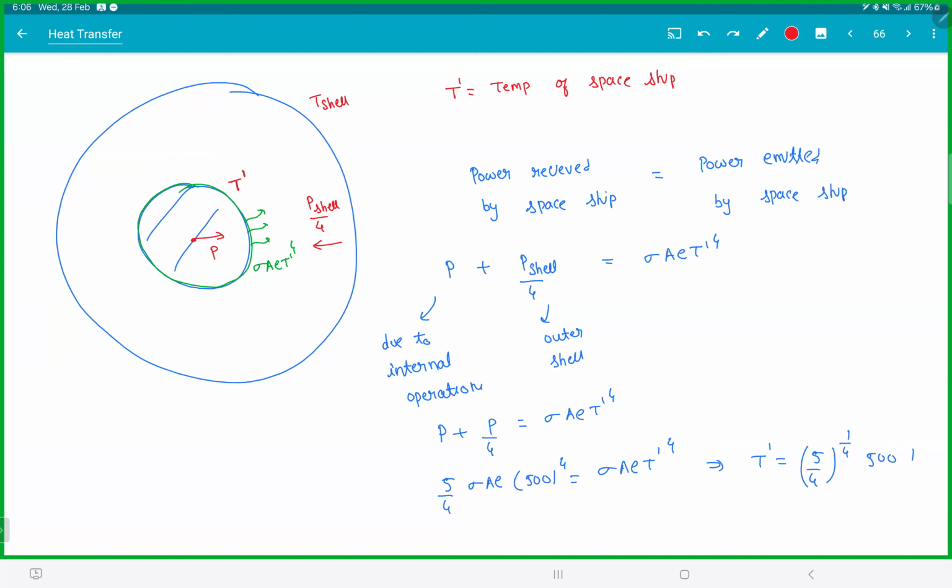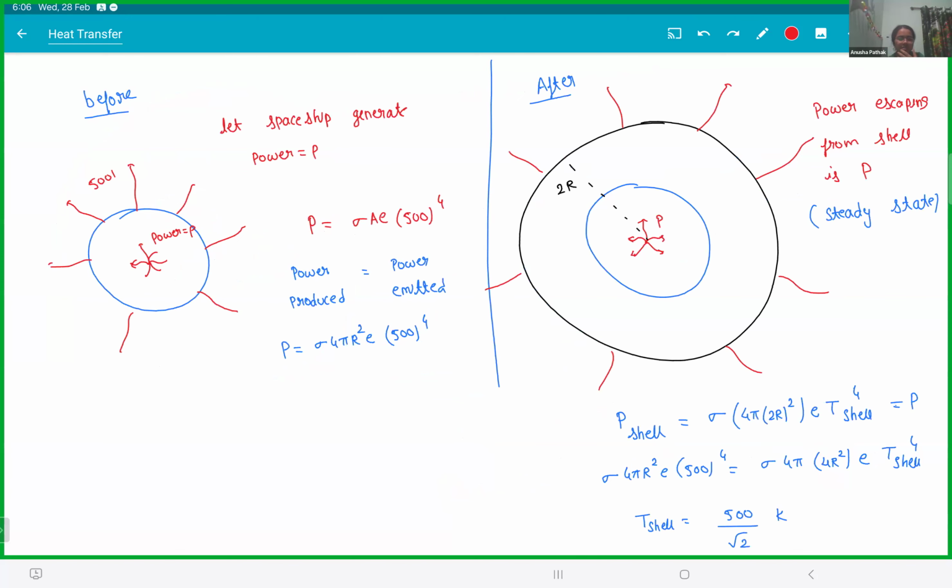Why neglect what's happening in the first part? I didn't understand what you're saying. What did we neglect, Anusha? Sir, in this we have counted the power which is emitted by the shell also, but in the first part we just did the power which is due to its internal operations.